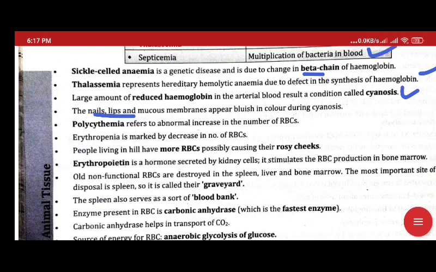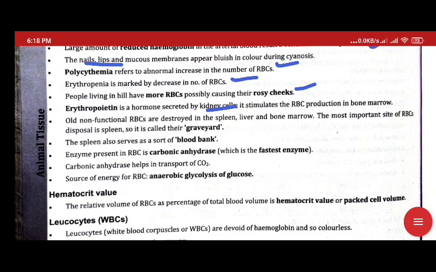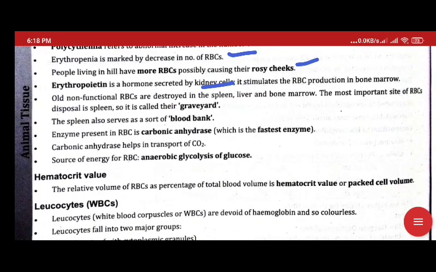Polycythemia means abnormal increase of RBC. Erythropenia means decreased level of RBC. In hill people, we see what? Rosy cheeks due to more RBC. Erythropoietin is the hormone from the kidney cells, we have already talked about it. Now, RBC get dissolved where? In the spleen, that is called the graveyard.